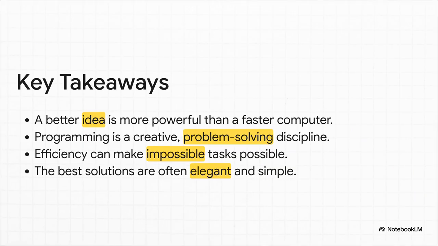So, what's the big takeaway here? First and foremost, a clever idea is always more powerful than raw computing power. You can't just throw a faster computer at a bad algorithm and hope for the best. Second, it shows that programming is a deeply creative field. It's about problem solving, about finding that elegant solution. Because as Euclid proved, the right algorithm can turn what seems like an impossible task into a trivial one. And so often, the most powerful solutions are also the most simple.